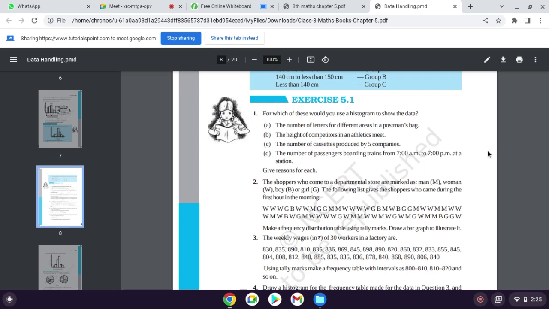So, the reason? Yes. For the first one, the reason is we do not know the number of letters of different areas. Because in every area we don't have an interval, not for a single area, and they are talking about different areas. How would we know the letters for different areas? That's why we cannot draw the histogram for this data. This is the reason.